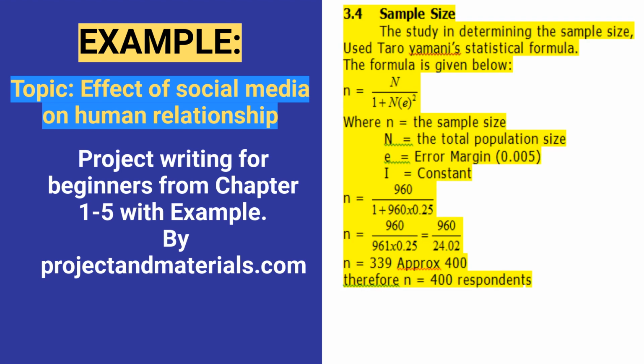Where the sample size is represented as small letter n, the total population size as capital letter N, note it's assumed that our total population for the study is 960, error margin as small letter e, note, error margin figure is same as 0.05, and finally the letter I is constant, same as 1.